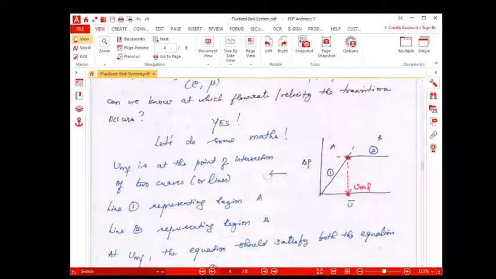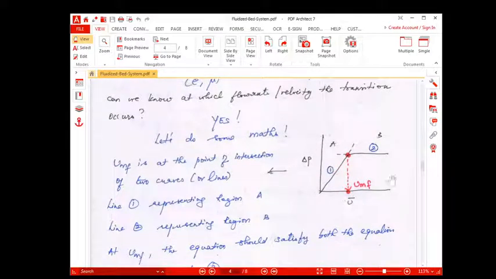So let me again take this graph. This is the graph of pressure drop versus, say, superficial velocity typically, but this can also be flow rate or mass flow rate of the fluid stream. In region A, the pressure drop increases with increase in velocity, and once the bed has attained the fluidized state, the pressure drop remains constant.